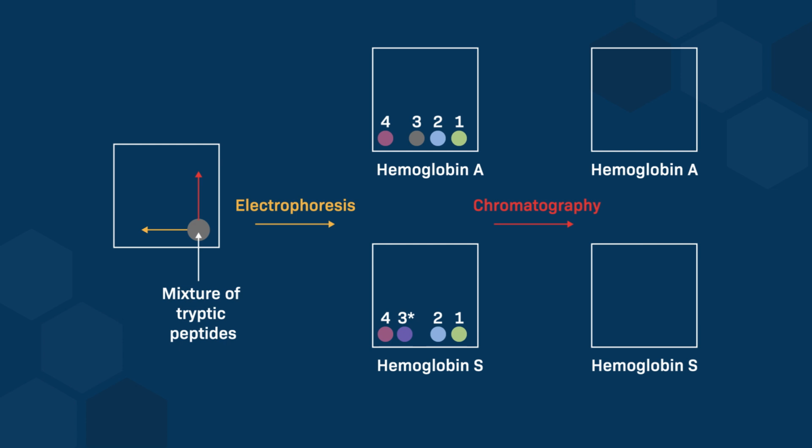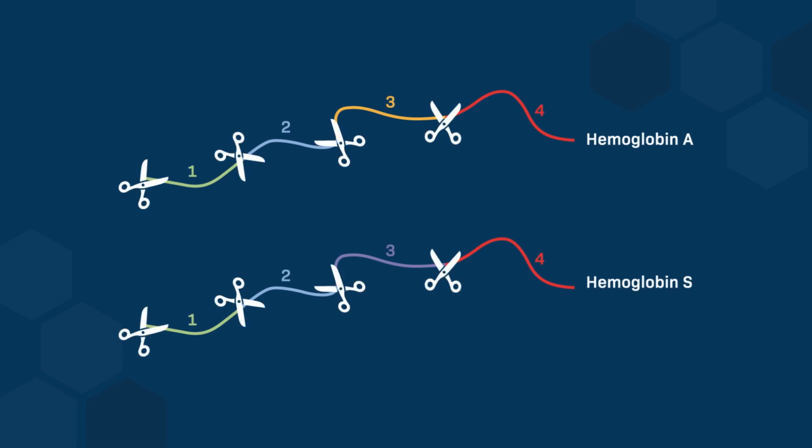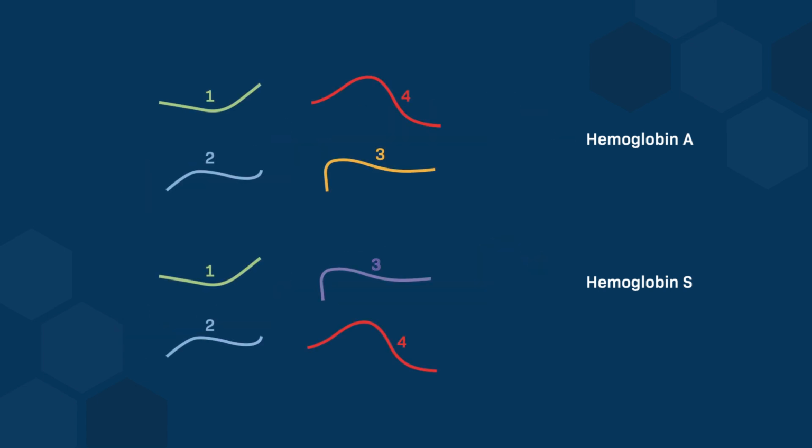This difference is further observed in the second dimension through chromatography, where the peptide hydrophobicity determines migration. The position of spot 3 is different between hemoglobin A and hemoglobin S. The interpretation of this experimental data therefore involves focusing on the amino acid sequence of tryptic fragment 3. A trypsin treatment produces 4 fragments, and upon separation using both electrophoresis and chromatography, a difference in fragment 3 is identified. The difference in charge and hydrophobicity suggests a difference in composition.